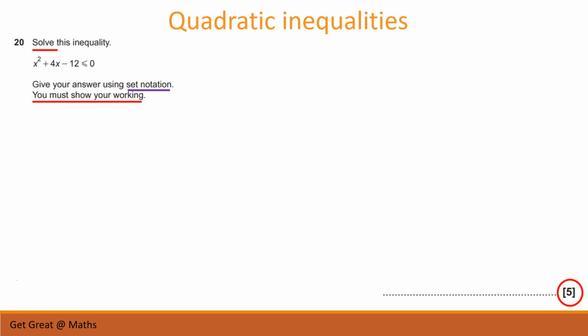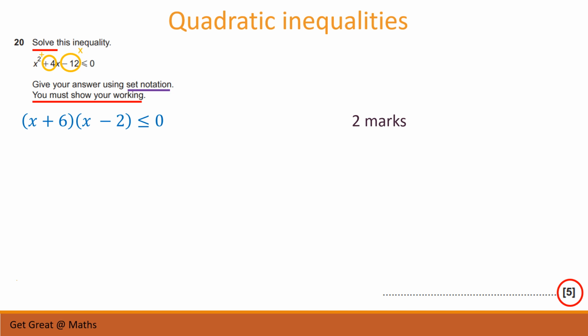Now in this question we've got to solve this inequality, which basically means find x. What x values satisfy x squared plus 4x minus 12 is less than or equal to 0. So we're going to factorise into 2 brackets to start with. I'm looking for two numbers that will multiply to give me negative 12, and when I add them, they make 4. So the two numbers are 6 and negative 2, because 6 times negative 2 is negative 12, and 6 take away 2 is plus 4.